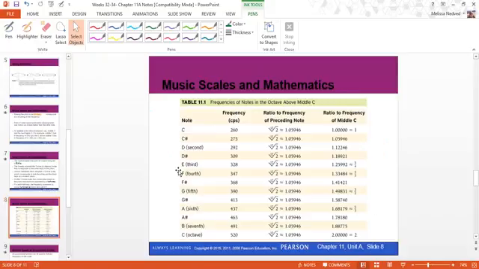And notice our next column over looks at the frequency, the cycles per second. You can see that as we move up, these are moving above middle C. As we move up, our CPSs get higher, meaning our pitch gets higher, meaning the sound we hear is a higher sound. And what they've done here is they've shown you what happens if we look at the ratio to frequency of the preceding note. And you can see that it's the same for all of these values.